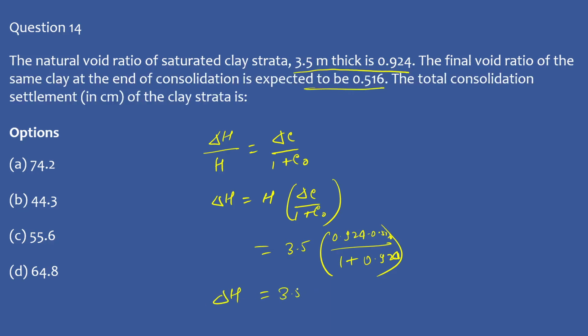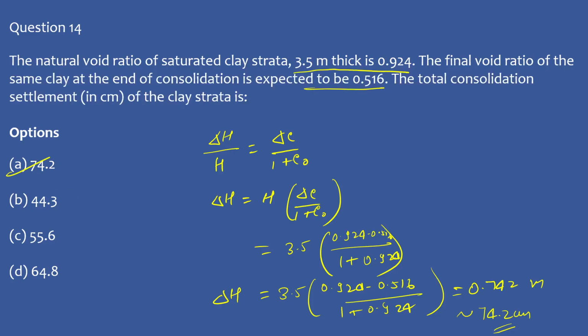So your delta H is 3.5 into (0.924 minus 0.516) by (1 plus 0.924), which is, let's check this, 0.742 meter. So in centimeter, it's none other than 74.2 centimeter. So the correct answer is this.